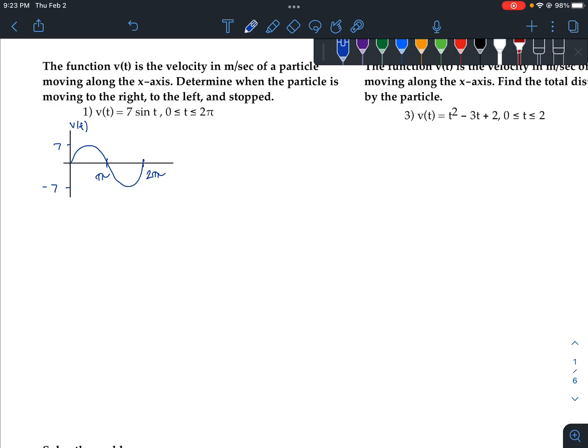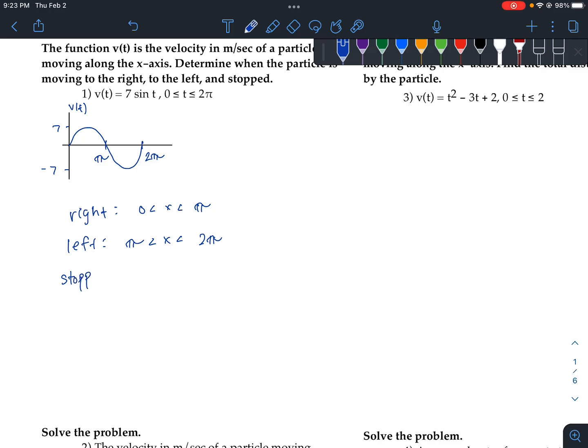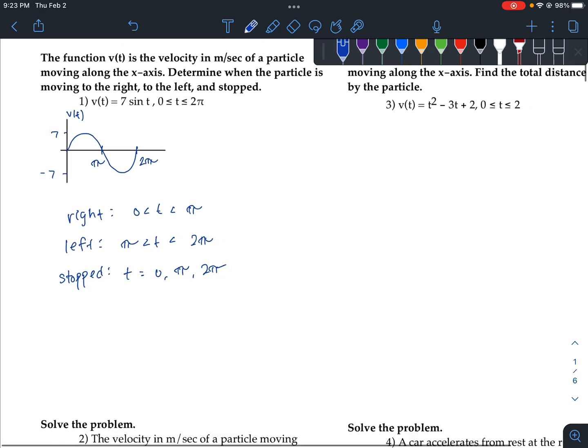So for me, I would just say moving right, this would be on the interval from 0 to pi, not including either of those. It's moving left from pi to 2 pi, and it is stopped, I guess I should be using t and not x, when t is equal to 0, pi, and 2 pi. So that should be everything you need for that one.